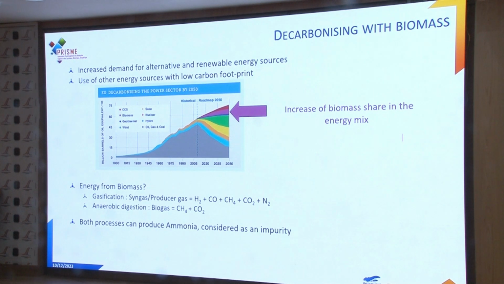How do we get energy from biomass? We had a bit of presentation from Professor Van Kata on the first days. For my part, I will focus on first gasification and anaerobic digestion. From those two processes, you can get either syngas or producer gas, so mainly composed of those species. And I will especially talk about producer gas, syngas in that presentation. And those two processes can have ammonia in them, which is considered as an impurity in those processes.